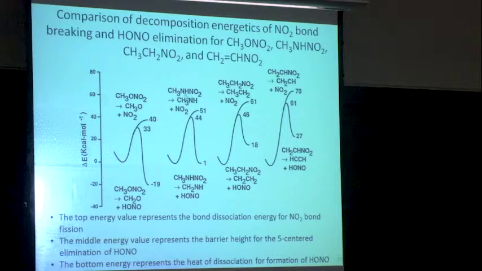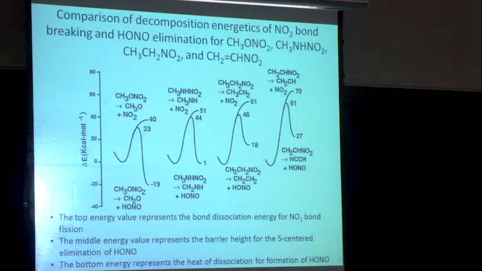Okay, and if I look at the other compounds, for example the methyl nitramine, the weak bond is going to be the NN bond, about 51 kilocalories per mole. For nitroethane, the weak bond is going to be the CN bond, 61, and the methylene nitramine is going to be the CNO2 with about 70 kilocalories per mole.